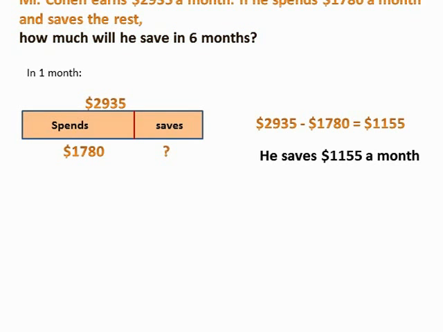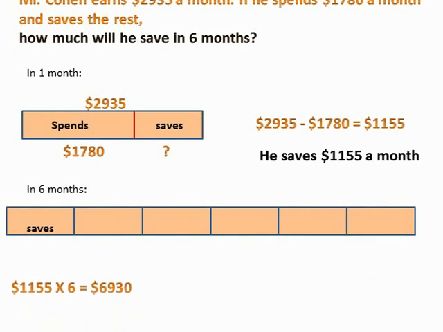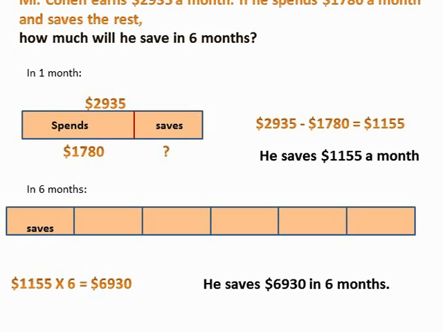So therefore, if he needs to find out how much he saves in 6 months, he would have the same number of blocks that represents his savings times 6 of them. And so how much will that be? That will just be 1,155 times 6, or 6,930. So therefore he saves 6,930.